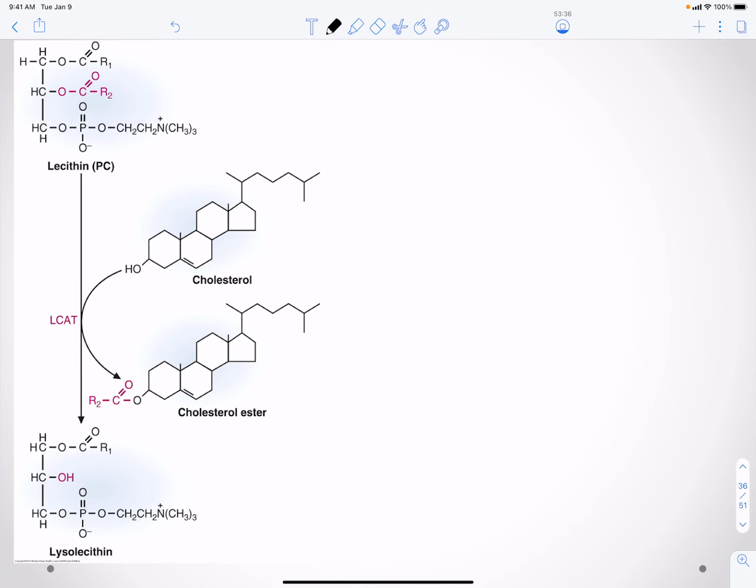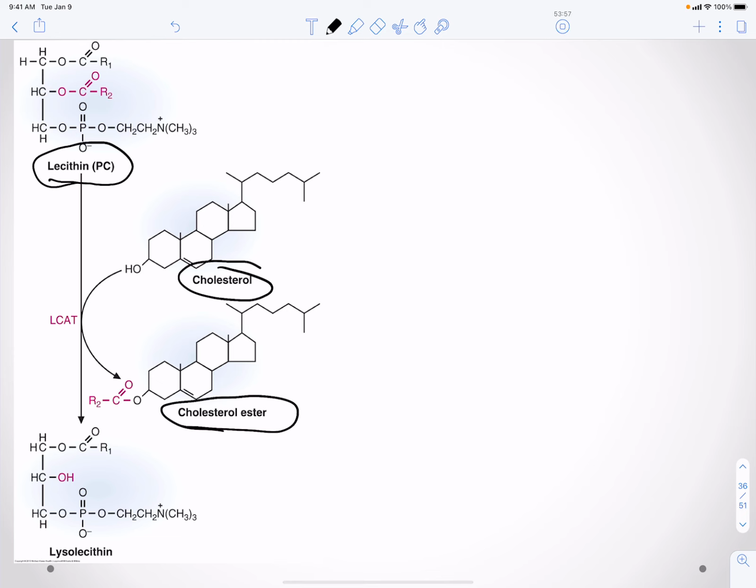Now, to trap the cholesterol within the HDL particle, the HDL particle has the LCAT enzyme that it picks up from circulation to form a cholesterol ester. So you basically have a cholesterol, and then through lecithin, phosphatidylcholine, you generate a cholesterol ester. And cholesterol esters migrate to the core of the HDL.